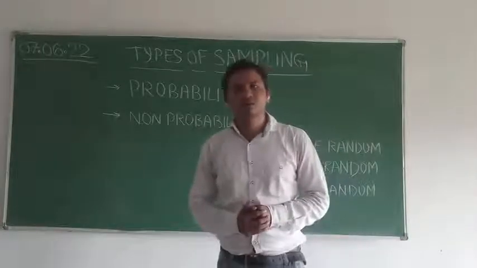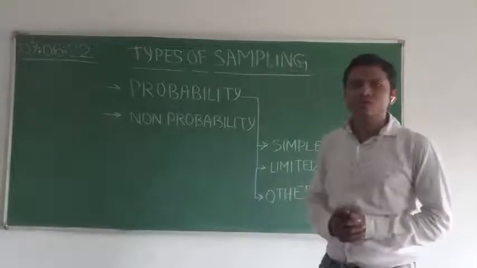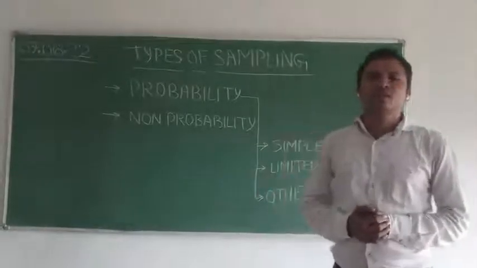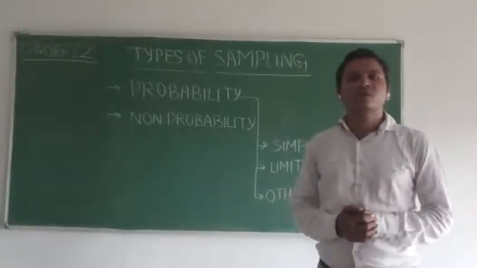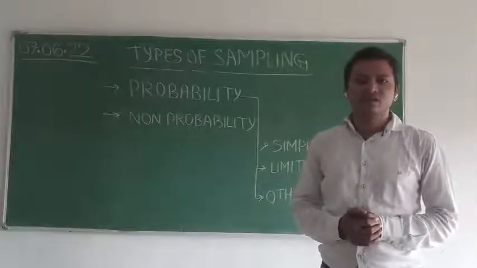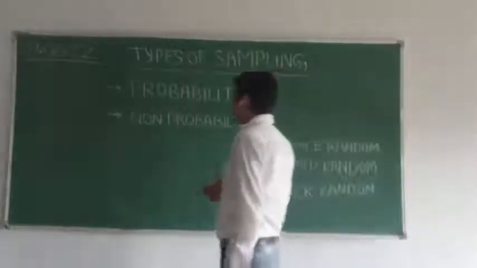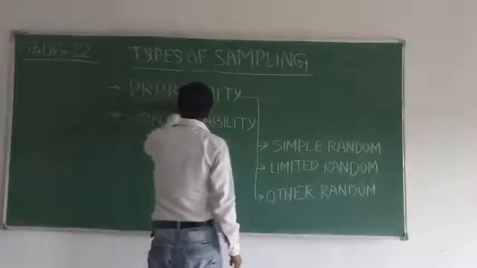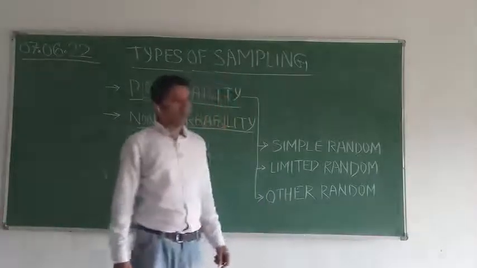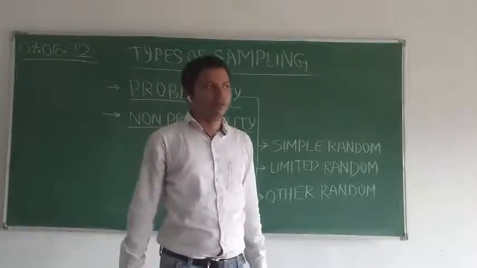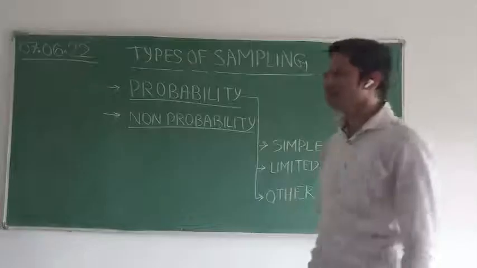Today we will discuss the topic of types of sampling. In today's discussion, we will see what the main types of sampling method are, which are broadly used in social researches. There are mainly two types of sampling: probability and non-probability. Try to understand the difference between probability sampling and non-probability sampling.